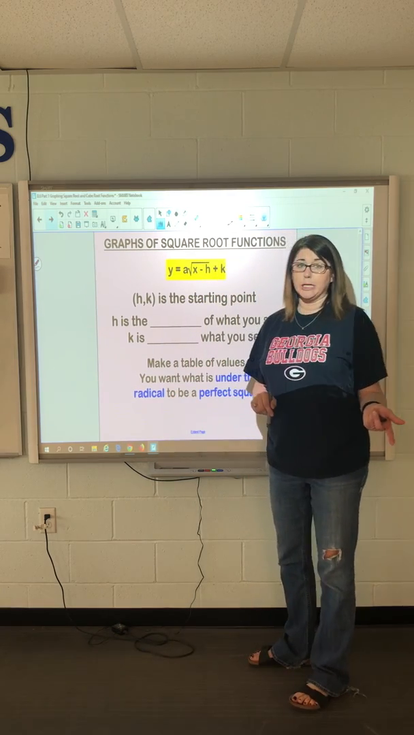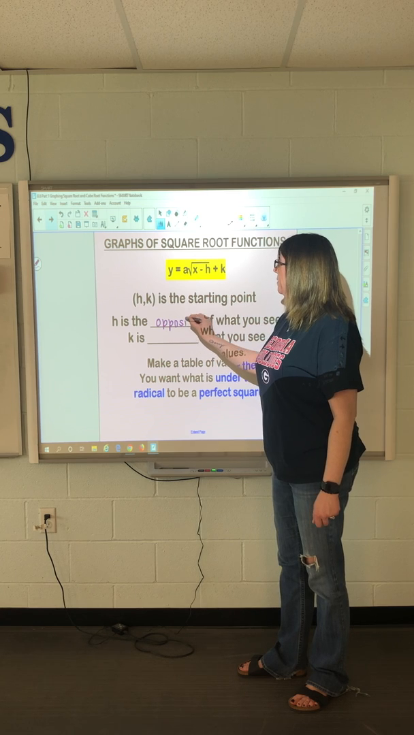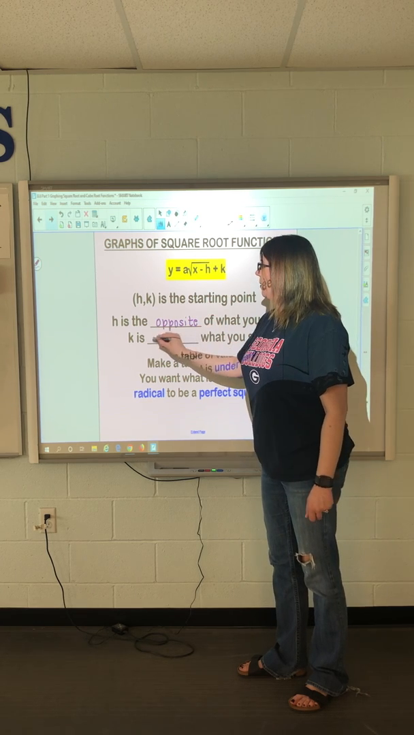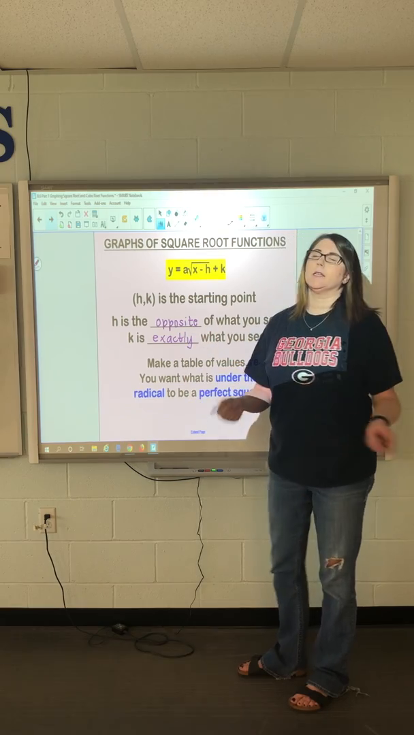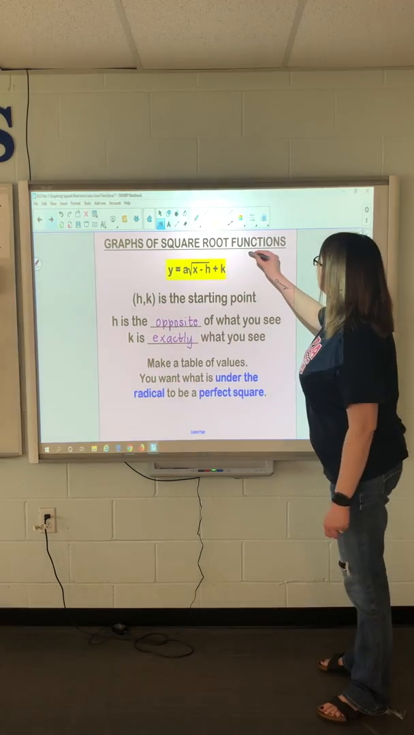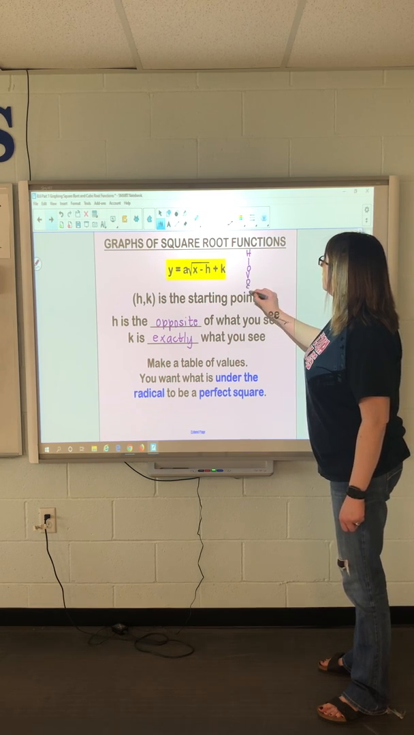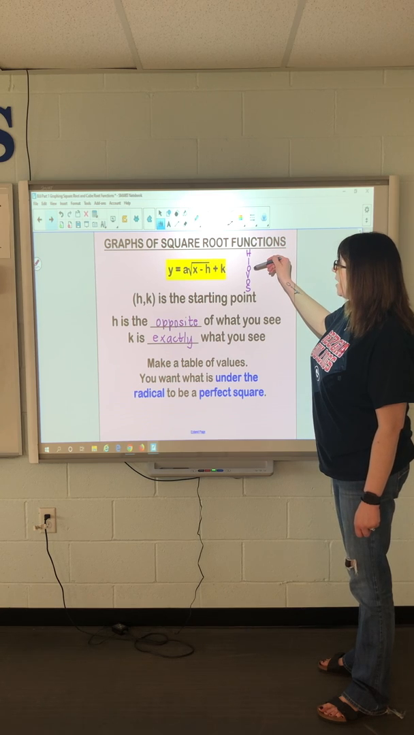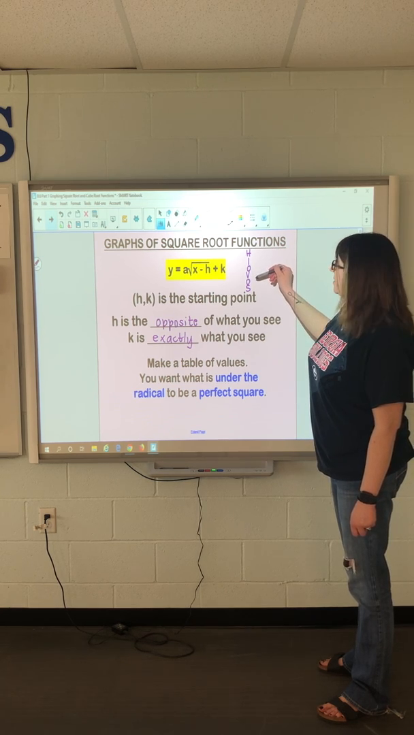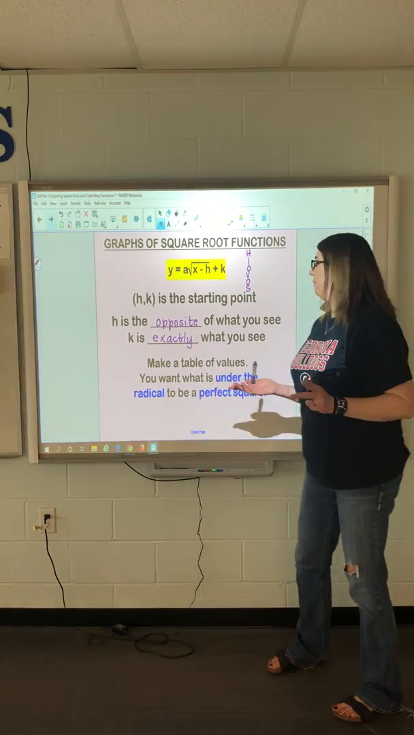Now, just as a reminder, H is always the opposite of what you see, and K is always exactly what you see. And this goes back to Hiavox. Remember, we have dealt with this since chapter 2. Horizontal changes are inside of the function, and they're opposite. Vertical changes are outside of the function, and they're the same. So that's where this comes from. Again, this is just review.